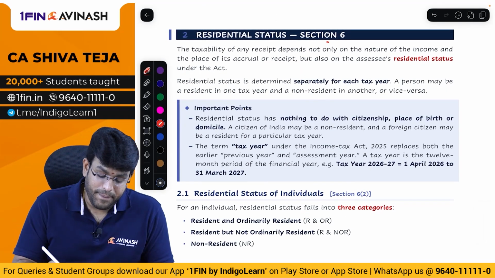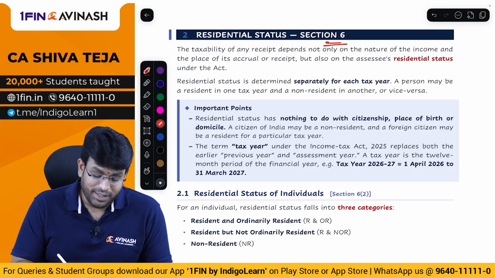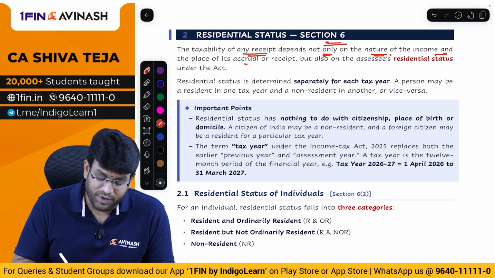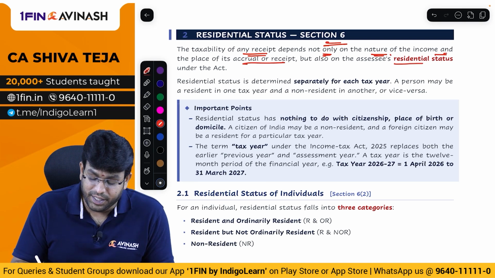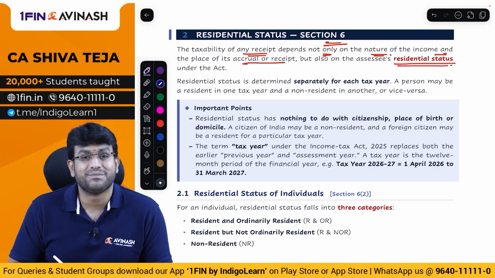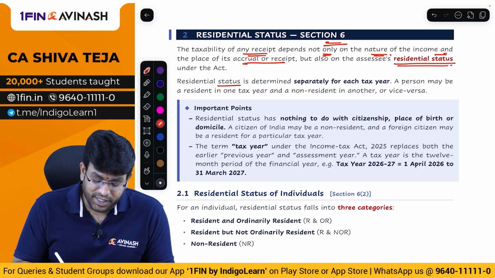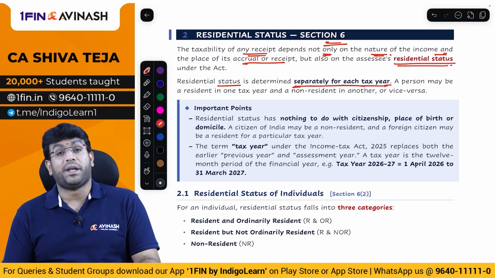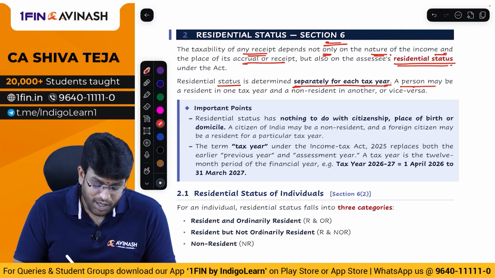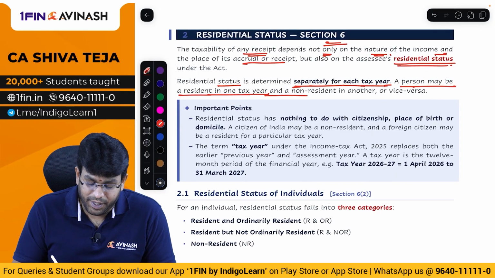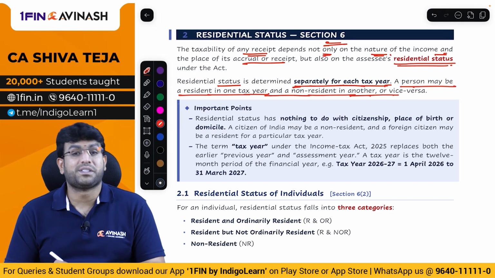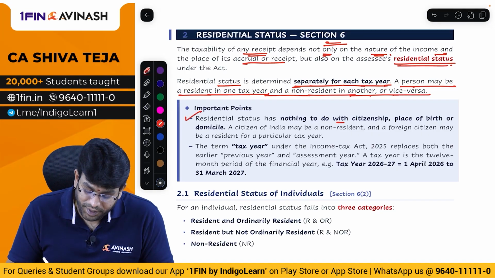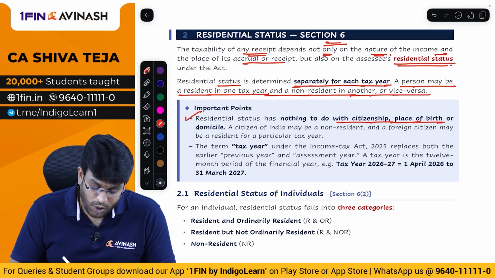Residential status. Which section, friends? Section 6. Taxability of any receipt depends not only upon the nature of income and place of accrual or receipt, but also on the assessee's residential status. Residential status is determined separately for each tax year. A person may be a resident in one tax year and a non-resident in another tax year, or vice versa. Important point: residential status has nothing to do with citizenship, place of birth, or domicile.